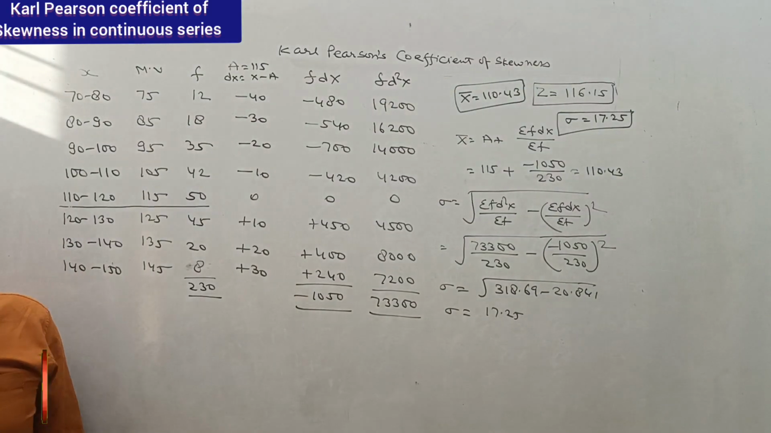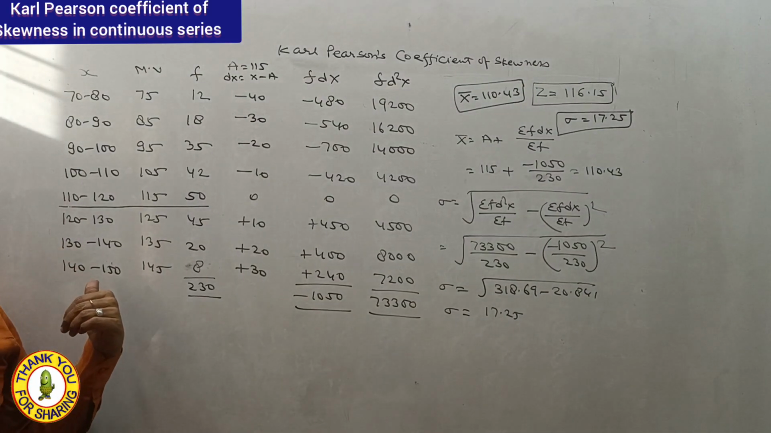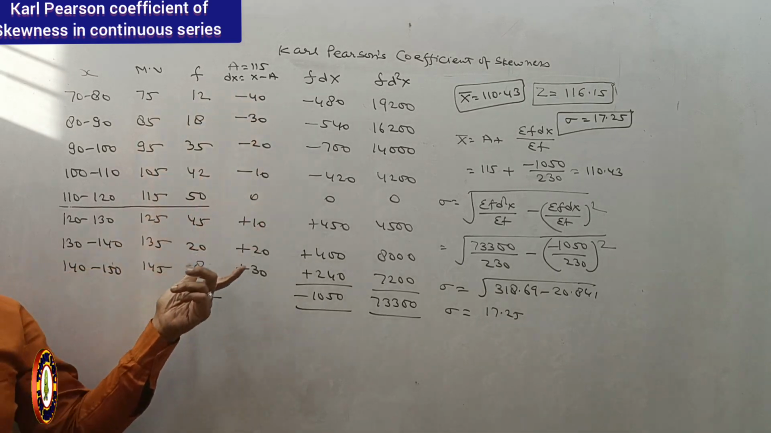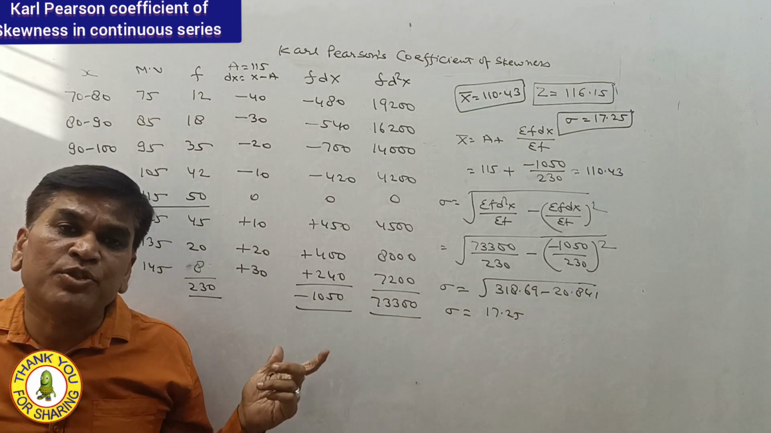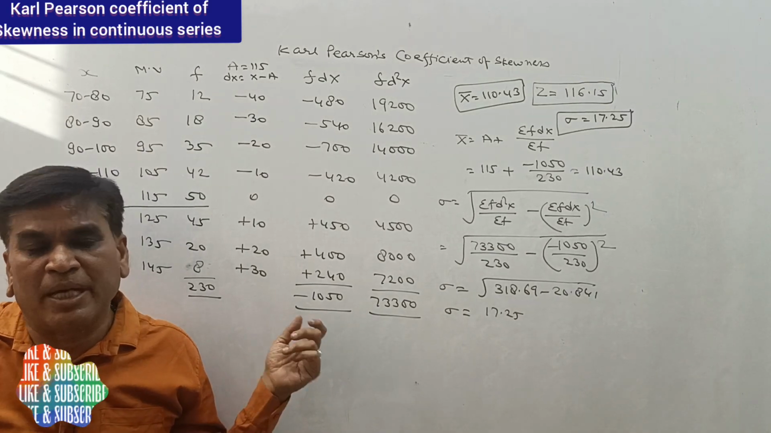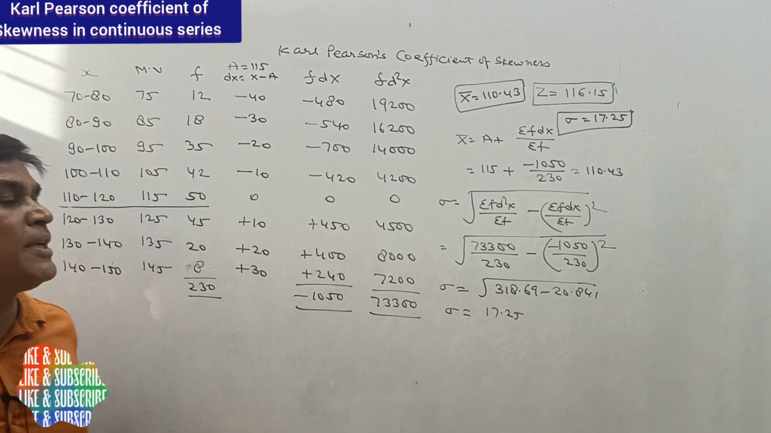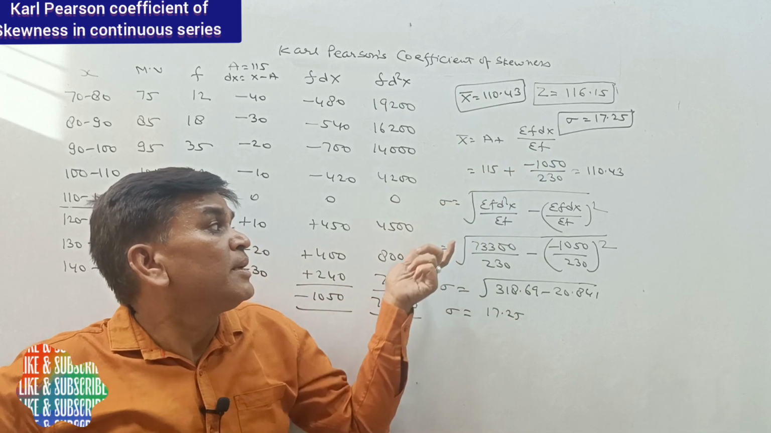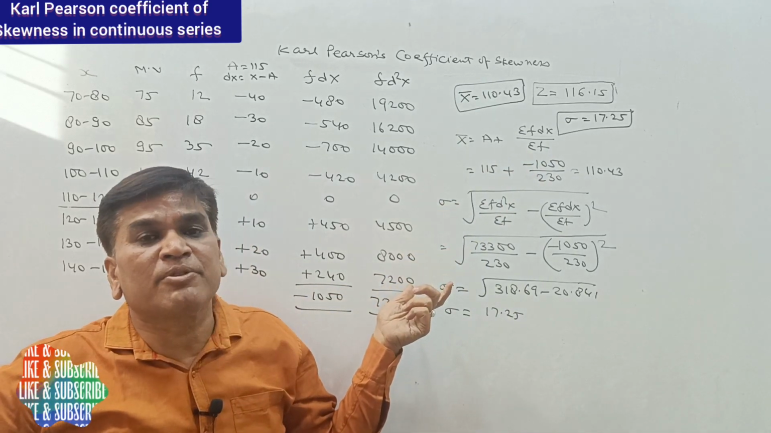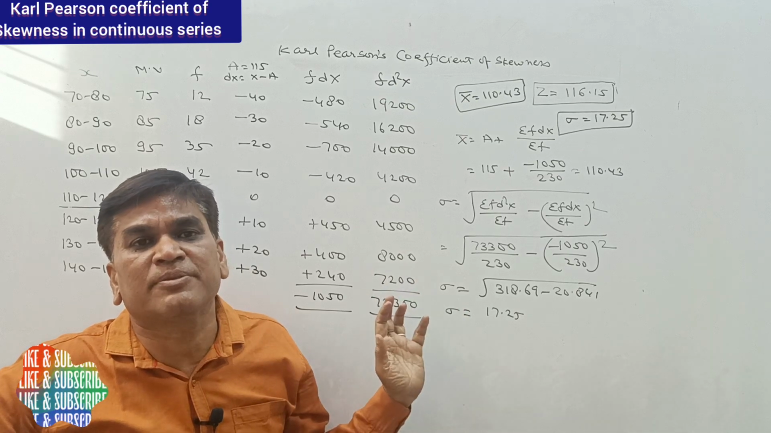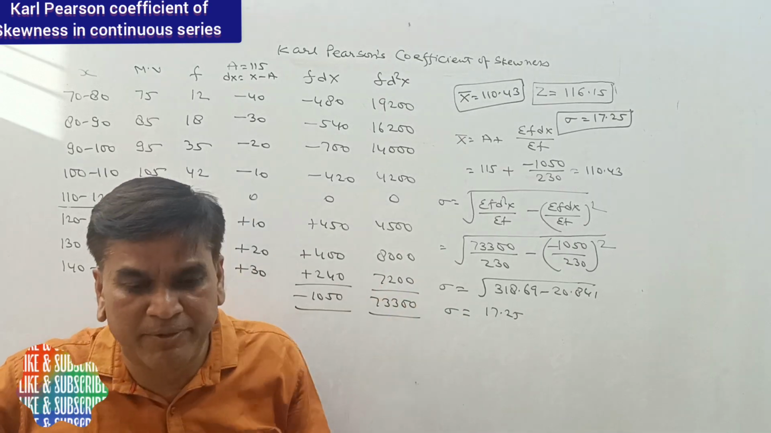So what we have done: we have used the step deviation method. Taking an assumed mean, we have calculated the values of dx, fdx and fd square x. We have calculated the value of x bar, that is assumed mean plus sigma fdx upon sigma f. Then we calculated sigma fd square upon sigma f minus sigma fdx upon sigma f raised to power 2. With the help of this, we have calculated the value of standard deviation.